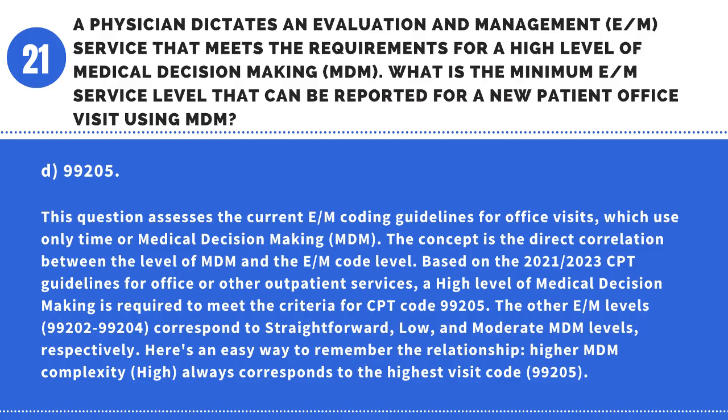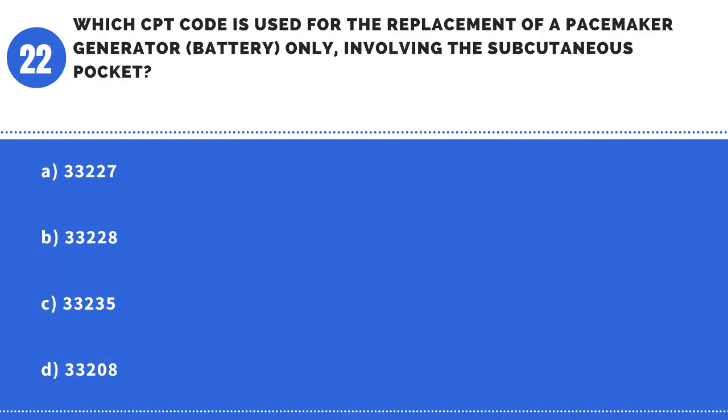Here's an easy way to remember the relationship. Higher MDM complexity, high, always corresponds to the highest visit code, 99205. Question 22. Which CPT code is used for the replacement of a pacemaker generator battery, only involving the subcutaneous pocket? A. 33227. B. 33228. C. 33235. D.